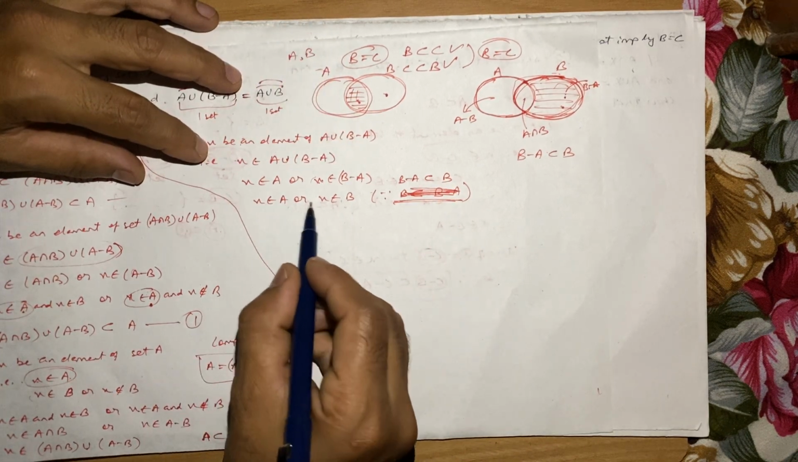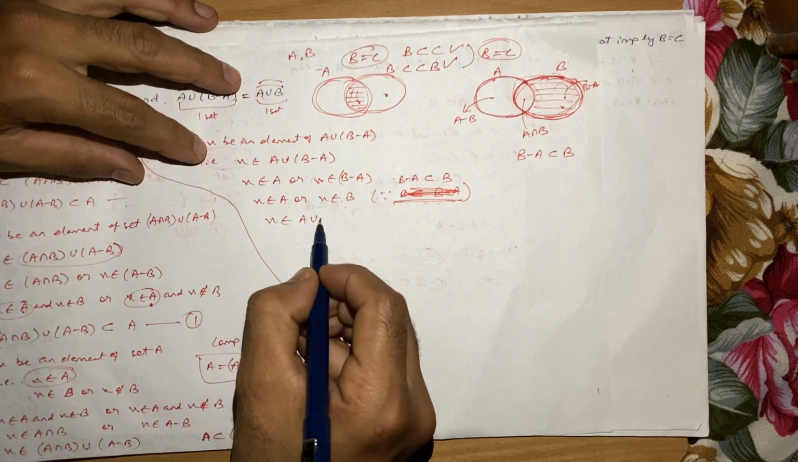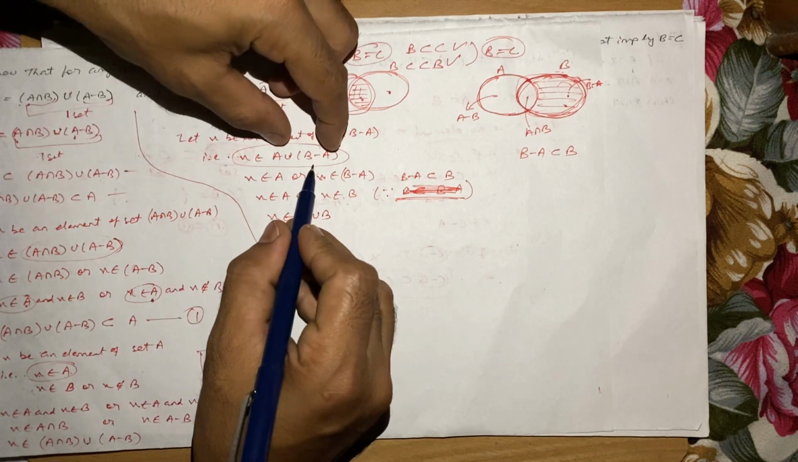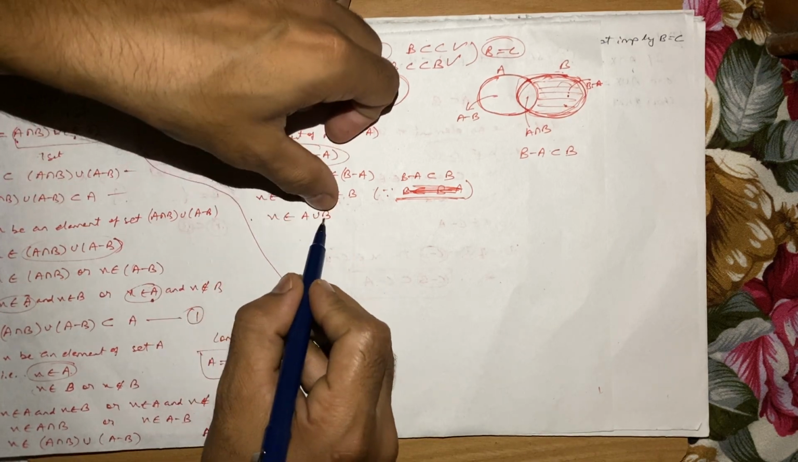Now if X belongs to A or X belongs to B, I can say what? X belongs to A union B, right? So I've started from this. See, if X belongs to this set, then I've shown that X belongs to this set. Okay.